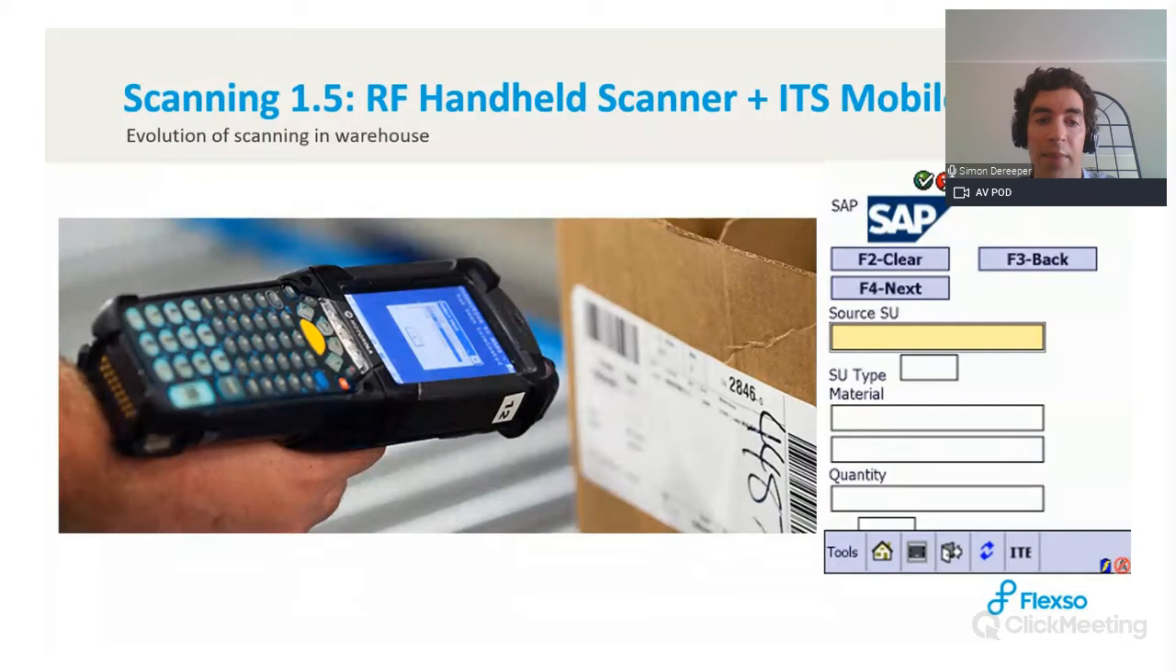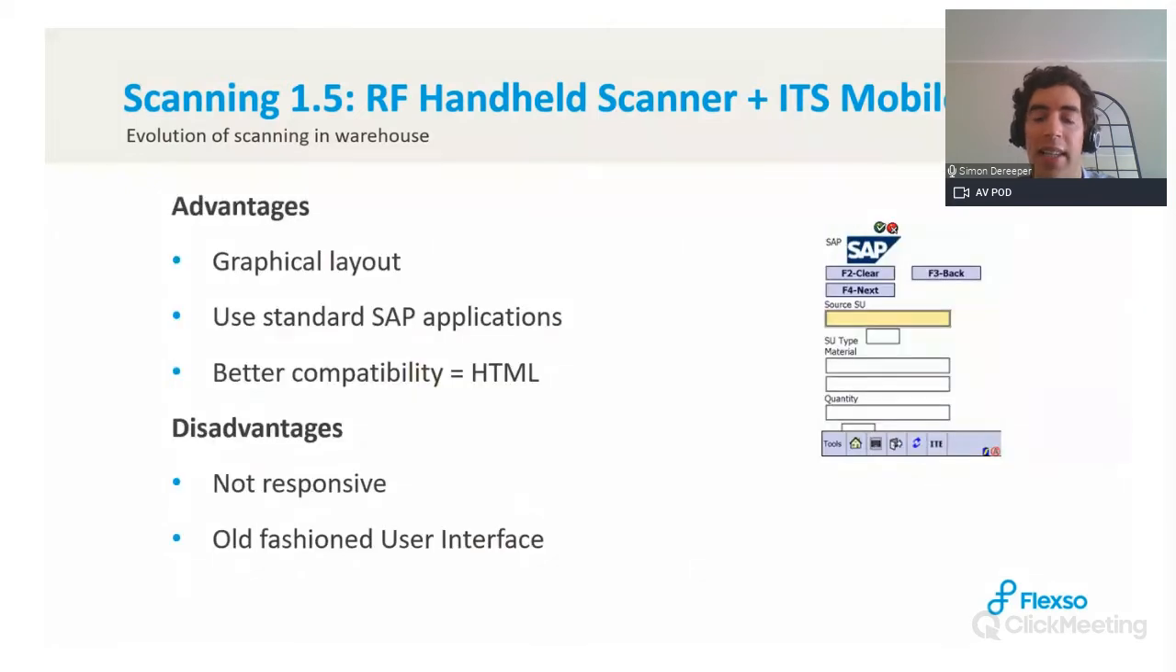Then the next technology that SAP introduced was ITS Mobile. ITS Mobile is using HTML, so you can just use your browser to make use of this kind of scanning. Another advantage is that SAP is also providing standard scanning applications, so standard applications for picking, put away, queries, and so on. Those are available and ready to adjust if needed.